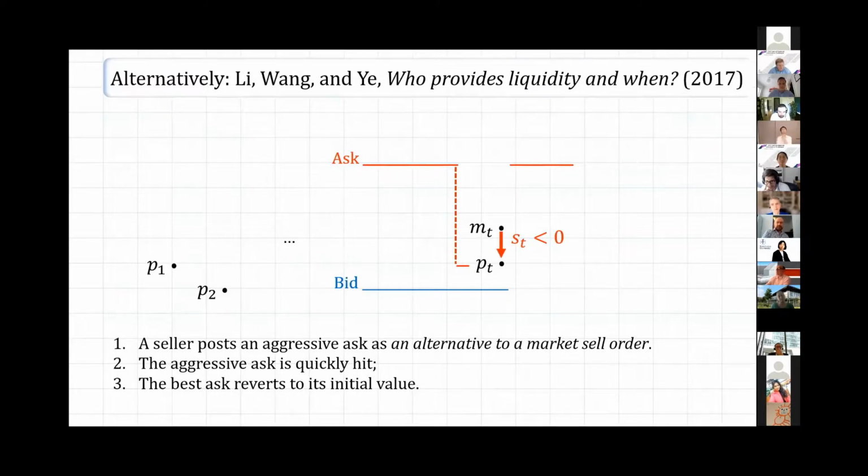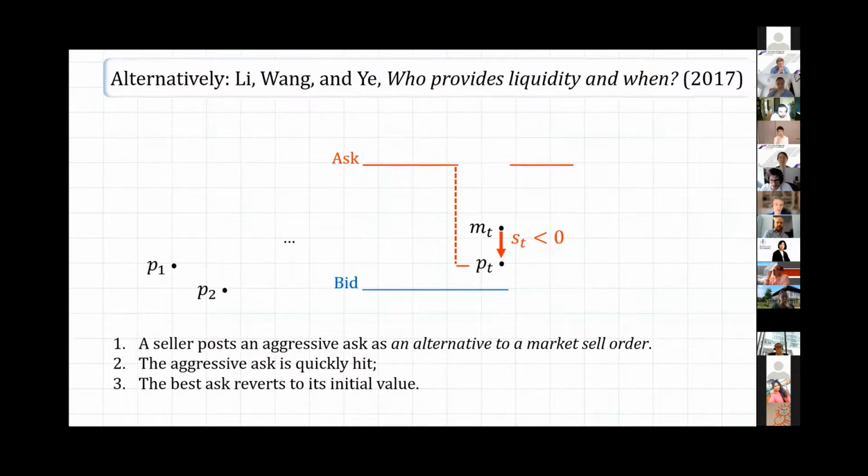I'm going to give you another from Li, Wang, and Yi. And the story here is we have customers coming in seeking liquidity, and they can, of course, put in a market order, or they can also put in a very aggressive limit order. So suppose we have, in this situation, a seller, and she could hit the bid price. Instead, she drops the ask very aggressively. And because the drop in the ask is so aggressive, it triggers a response from a high-frequency trader. Maybe it's even a liquidity supplier, somebody who was sitting there at the bid and says, that's a great price, I'm going to take it.